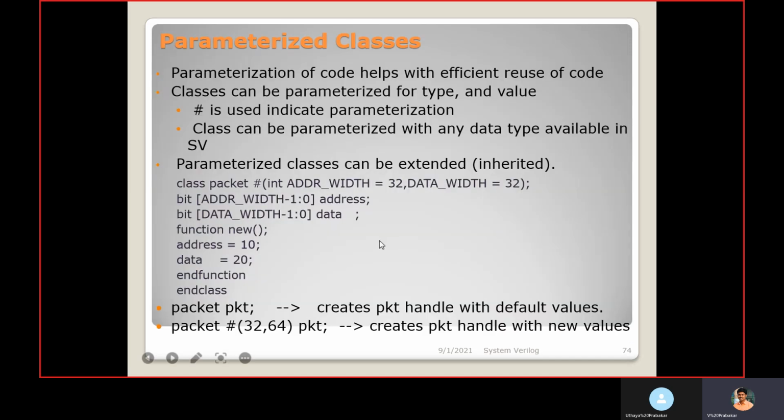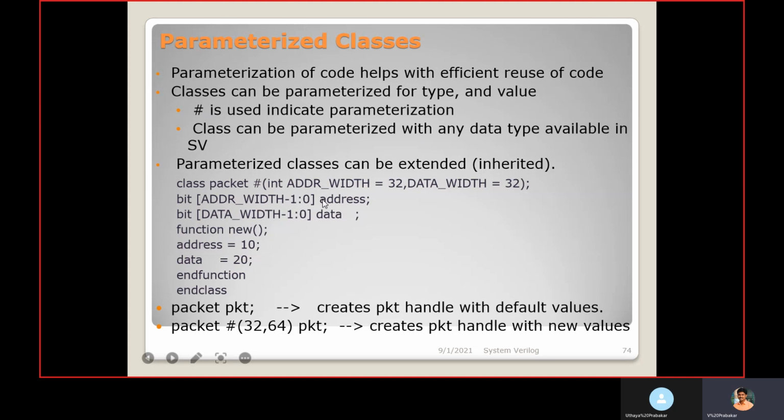The next one is the parameterized class. Parameterization of code helps with effective reuse of code. So parameterization will help increase the reusability. Let's see how it is reused. A class can be parameterized for type and value. We can parameterize the type, like int, byte. Okay, these are the types. So we can parameterize the type or the values.